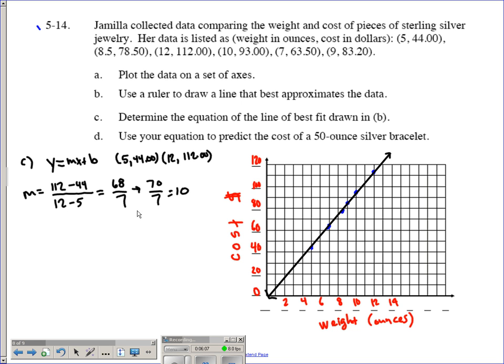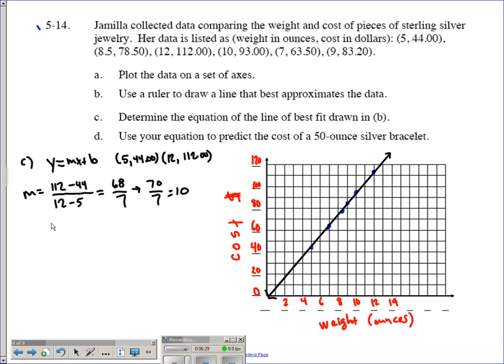Can you always do that? Yeah, I could do that. I could pick whatever points I wanted off there. I just happened to choose 2 points that were given to us up here. But I'm just trying to come up with the slope of that line. So that line looks like it is going up just about 10 for every ounce that we're adding. So we're adding $10 for every ounce.